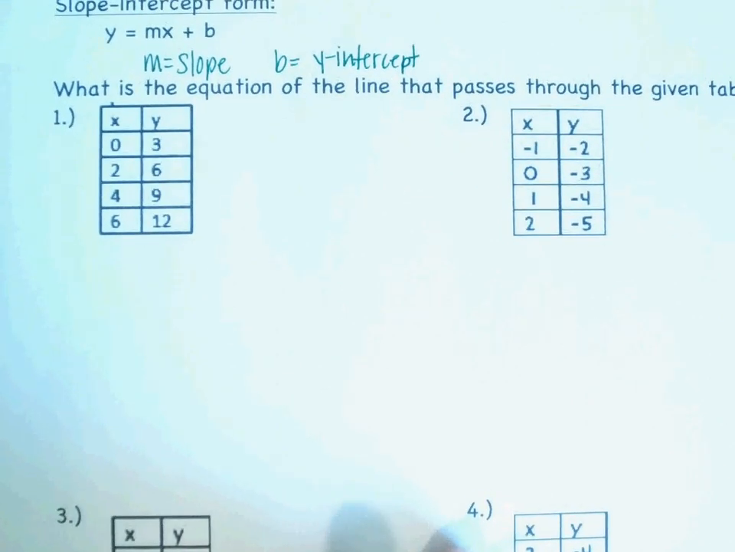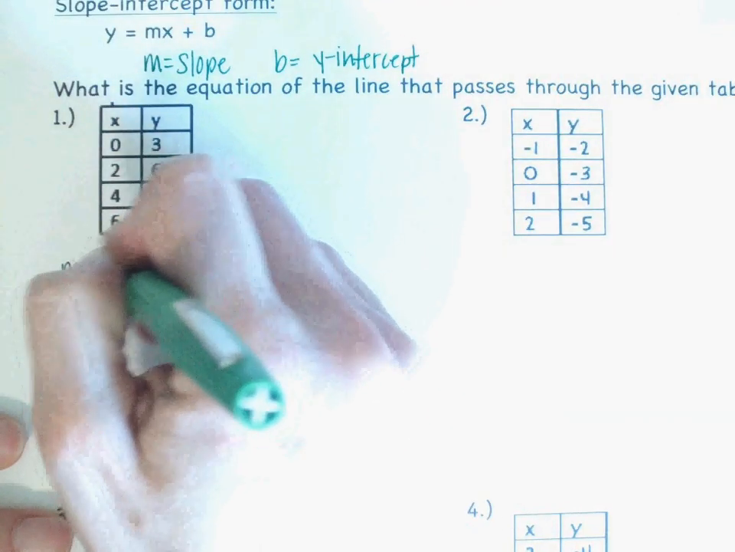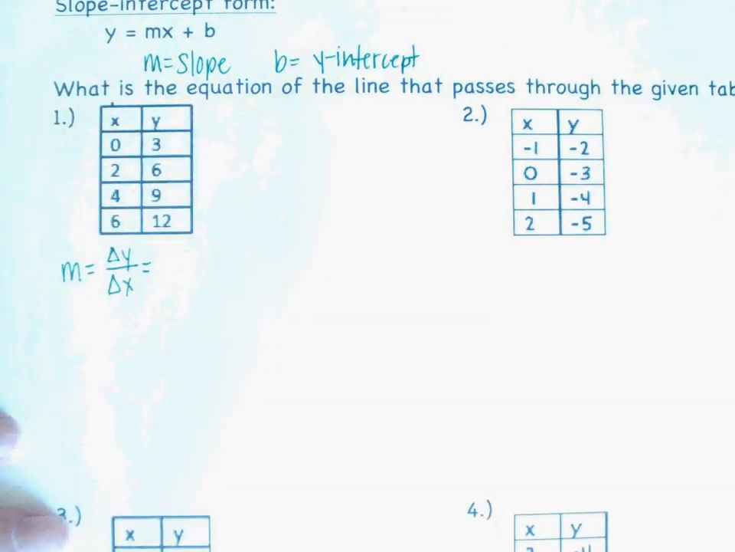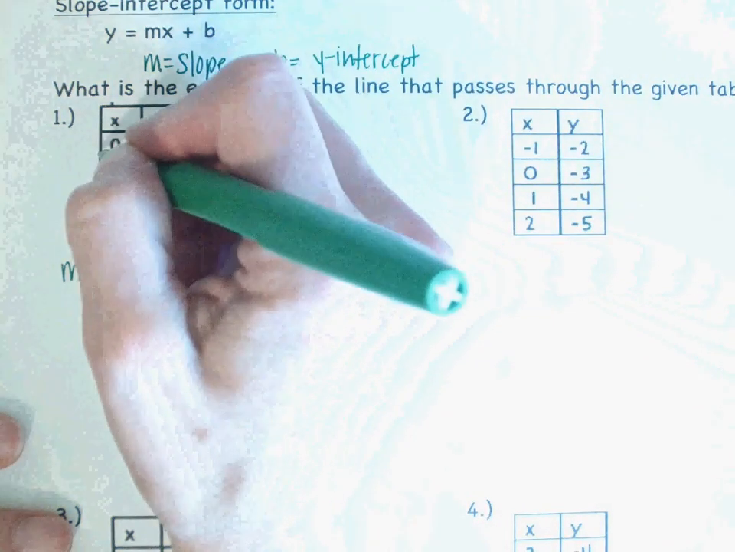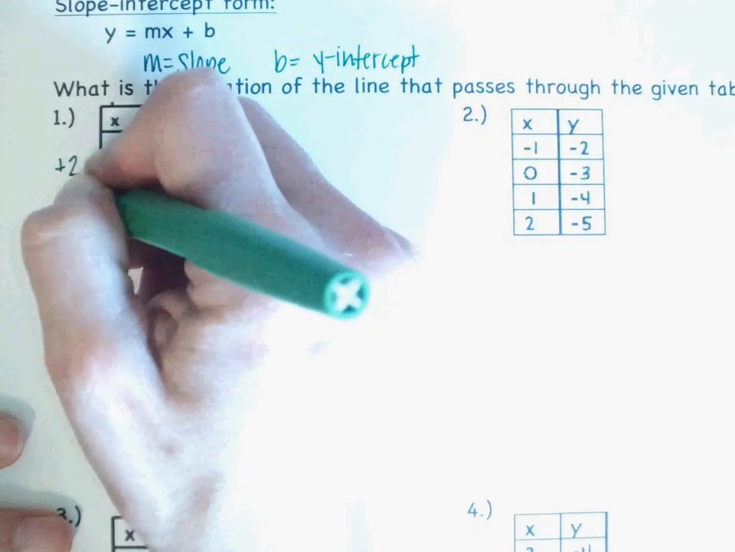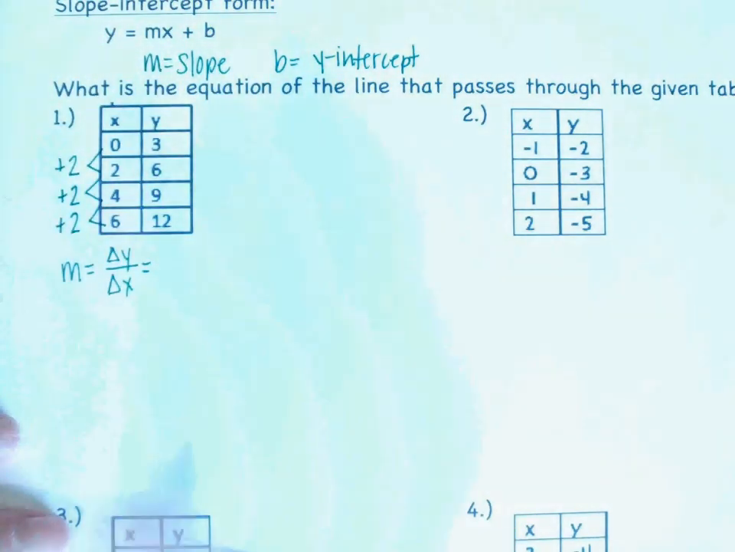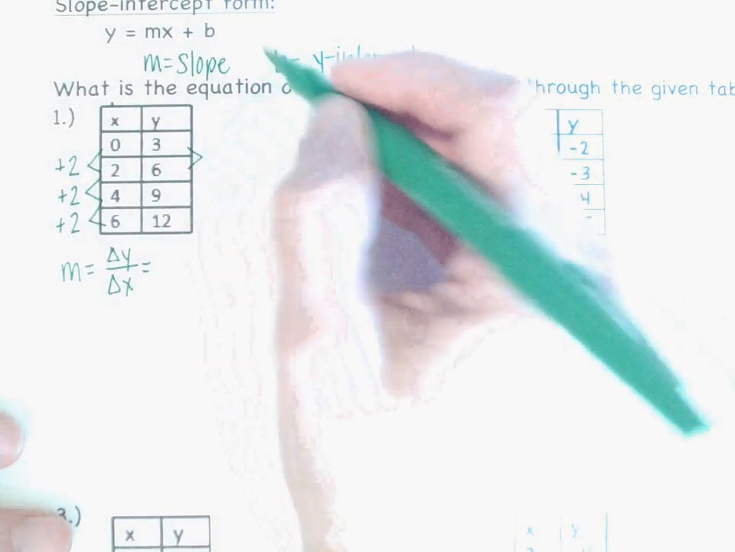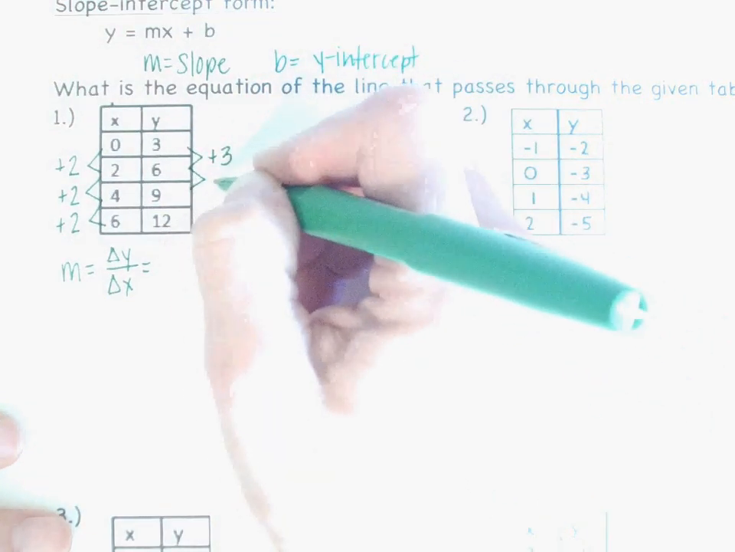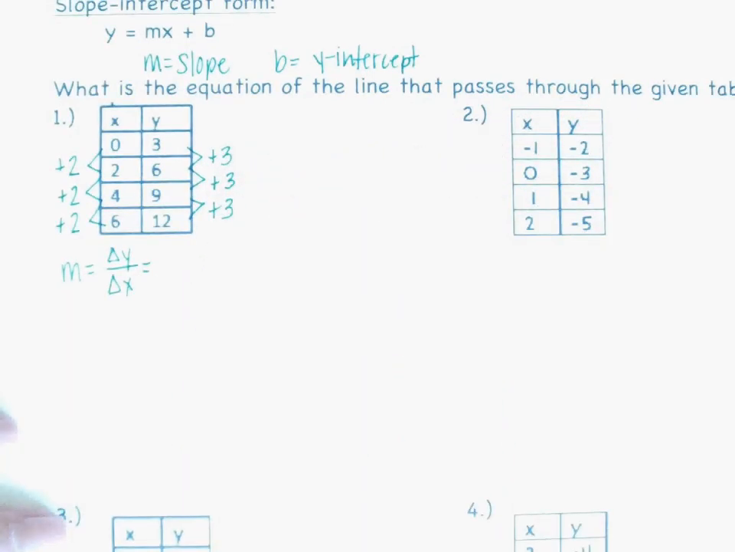So for number one, the very first thing I'm going to do is remember m is my slope, which is the change of y over the change of x. So I have to figure out in my table, how does this move for both my x and y column? To get from 0 to 2, I move up by 2. To get from 2 to 4, I move up by 2. And then from 4 to 6, again, I move up by 2. For y, to get from 3 to 6, I move up by 3. From 6 to 9, I move up by 3. And then from 9 to 12, again, I move up by 3.